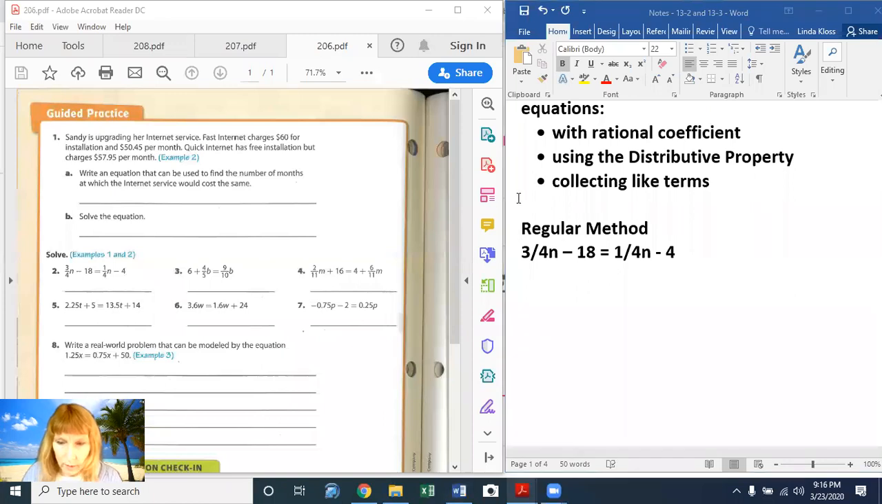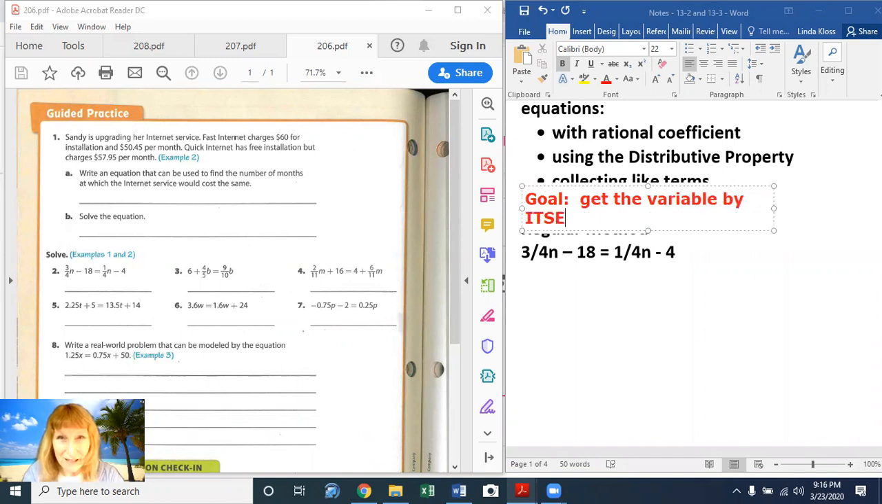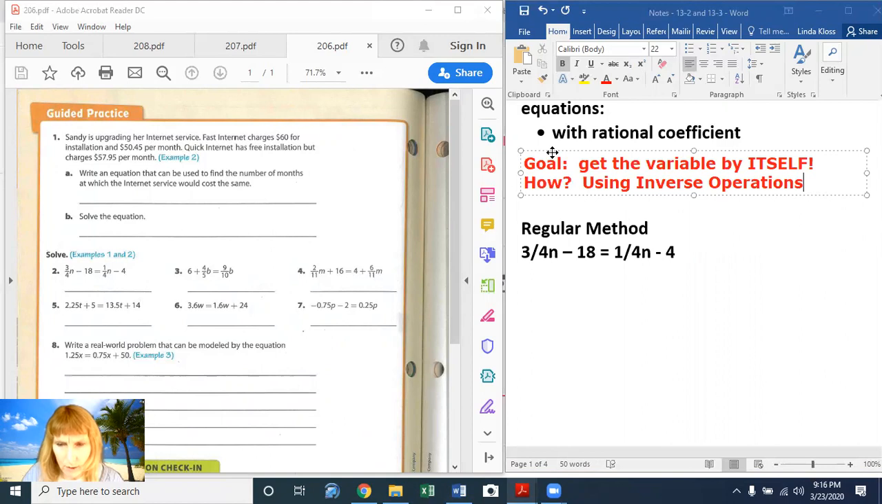Remember what our goal is. Our goal when we're solving equations is to get the variable by itself. How do I do that? Using, anybody remember? Inverse operations. Very good. You guys are good. Let's keep that right here so we can see it.